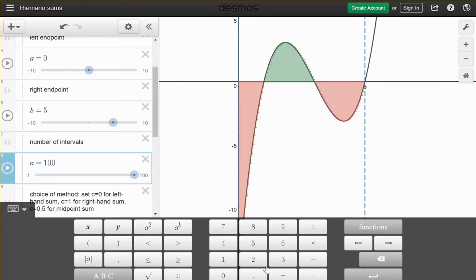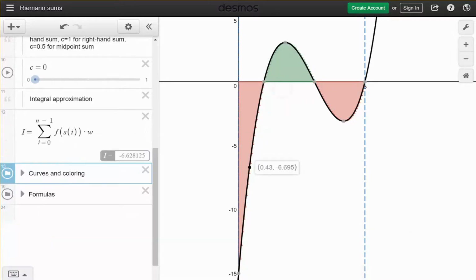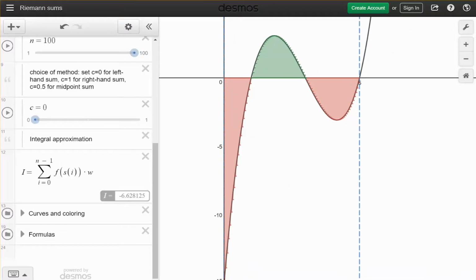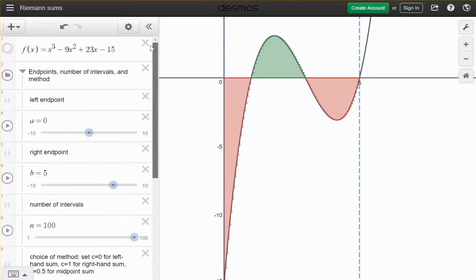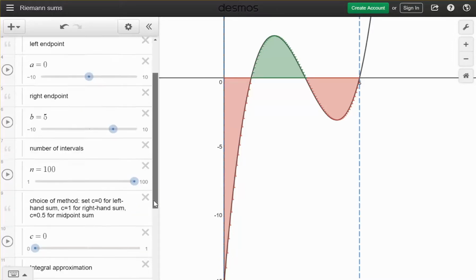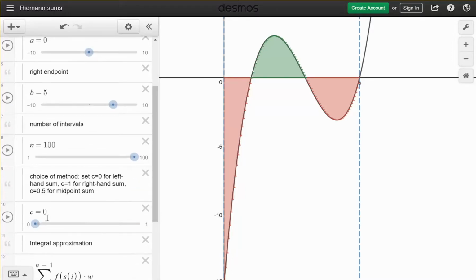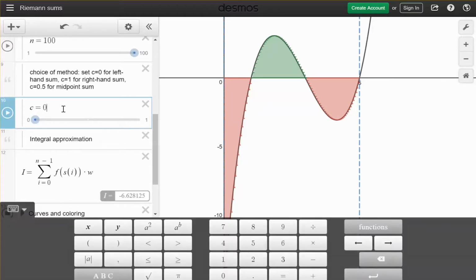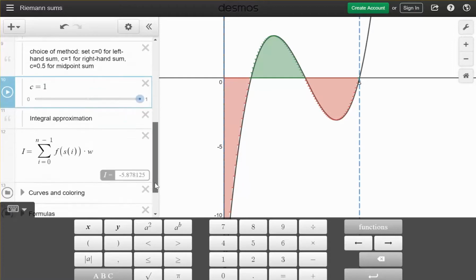it gets all fuzzy in there because if you zoom in, you'll see all of these rectangles right there. So what did we do here? We did this function right here, starting at 0 and going to 5 with 100 intervals. Which one are you going to do here? Set c equal left. So left is c equals 0. So when we did it with left, it's -6.628. Let's just change it and see what happens. 1 for right-hand sum, -5.878. You get the left hand and the right.